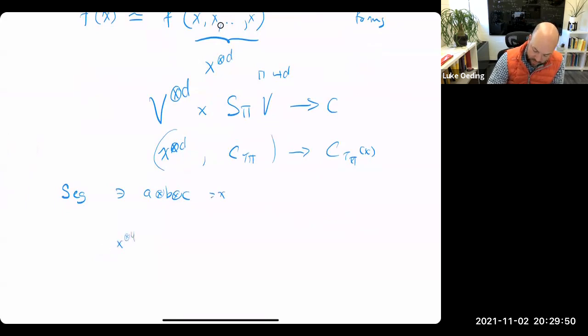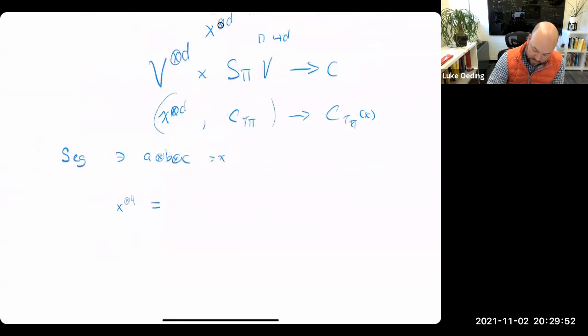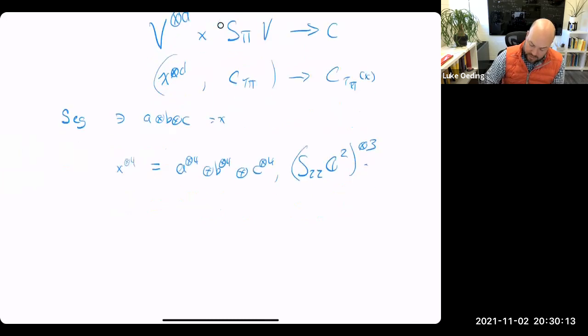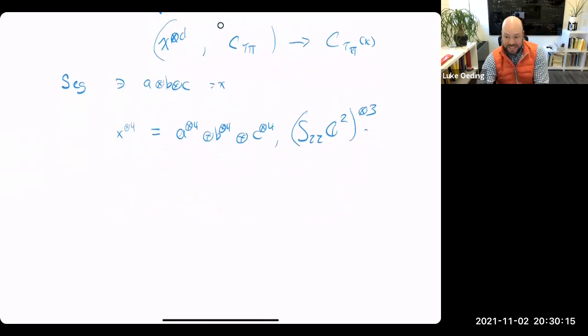Well, X tensor to the fourth is, well, I can reorder everything. So this is A tensor to the fourth, tensor B tensor to the fourth, tensor C tensor to the fourth. And now I want to pair this with this S22, C2. I guess in this case, I just have 3 copies of this.